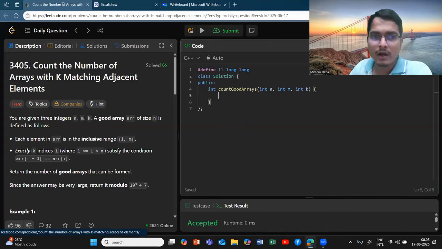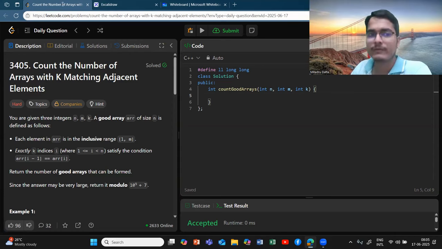Okay. So the problem says count the number of arrays with k matching adjacent elements. You are given three integers n, m, and k, and a good array of size n is defined as follows. Each element in the array is inclusive in the range of 1 to m. Okay, so you have an n length array. You can fill each element with elements from 1 to m.